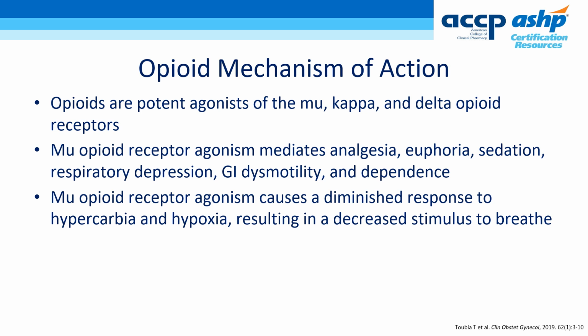Opioids are potent agonists of the mu, kappa, and delta opioid receptors throughout the body. Specifically, agonism of the mu opioid receptor results in the desirable feelings of analgesia and euphoria, along with the undesirable effects of sedation, respiratory depression, GI dysmotility, and eventually dependence, due to changes in the brain's chemistry and activation of the pleasure pathway. In time, with decreased respiratory effort, patients become hypoxic and hypercarbic, which further worsens their altered mental status and respiratory drive.